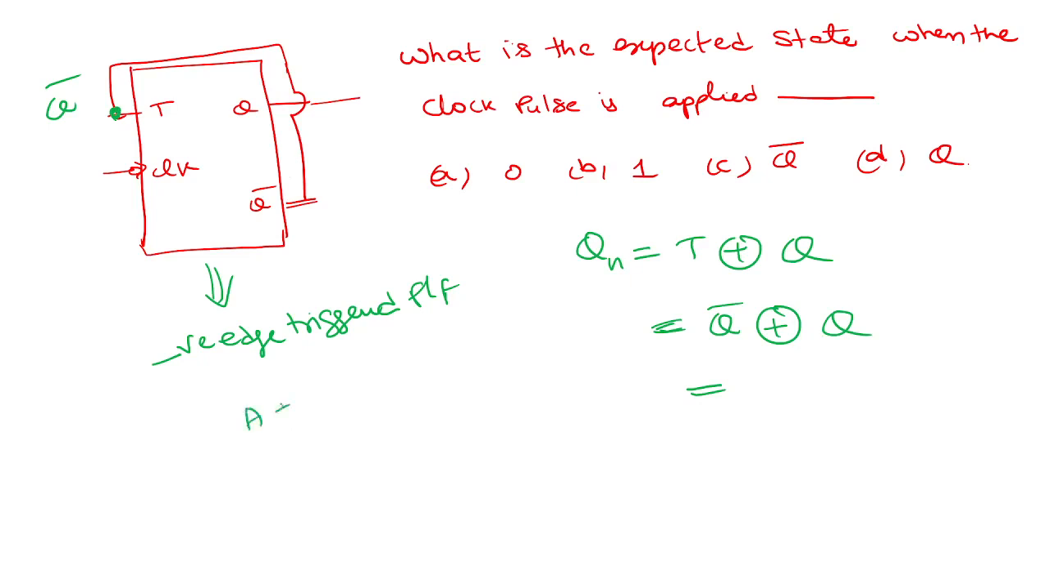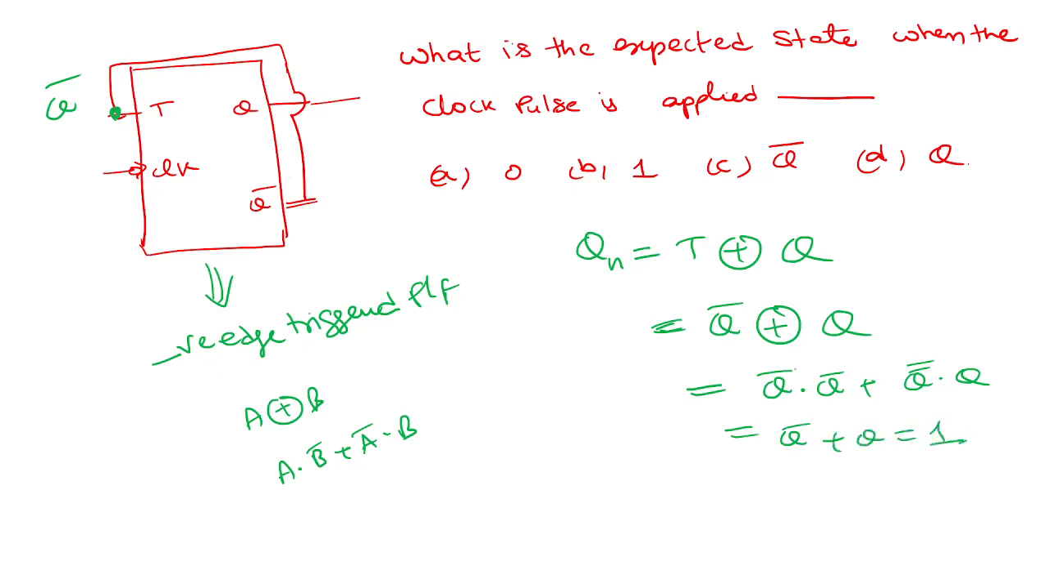You know A XOR of B, right? A B bar plus A bar B. So Q bar dot Q bar plus Q bar dot Q. Right? So it is Q bar plus Q, it is going to be 1. So the output is 1.